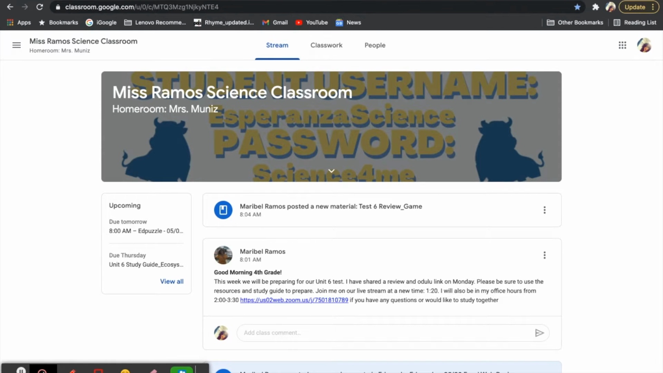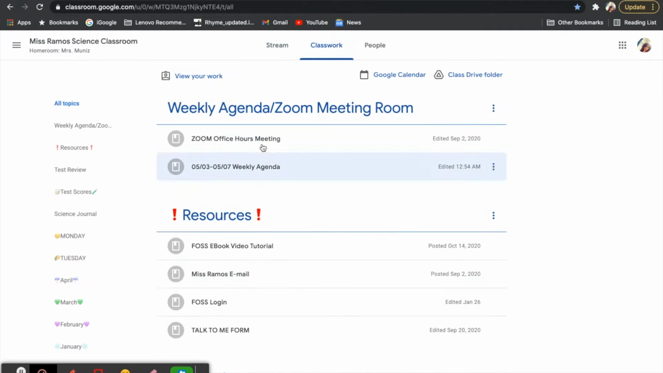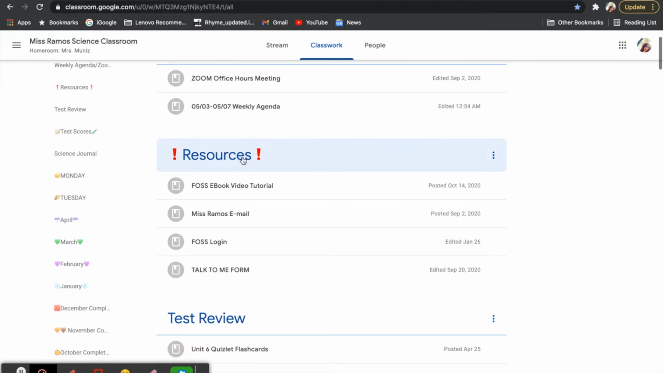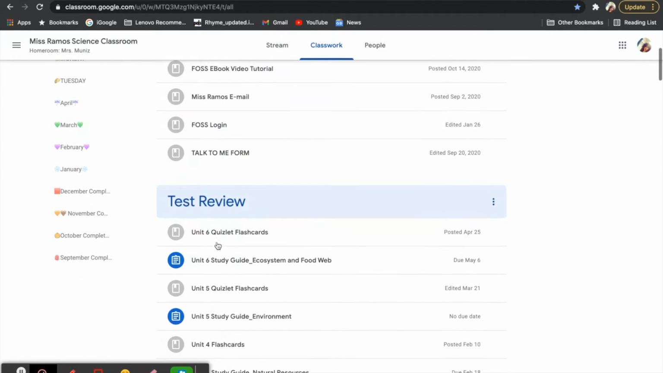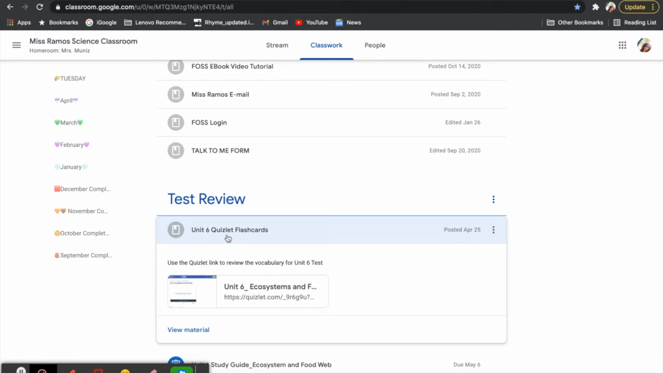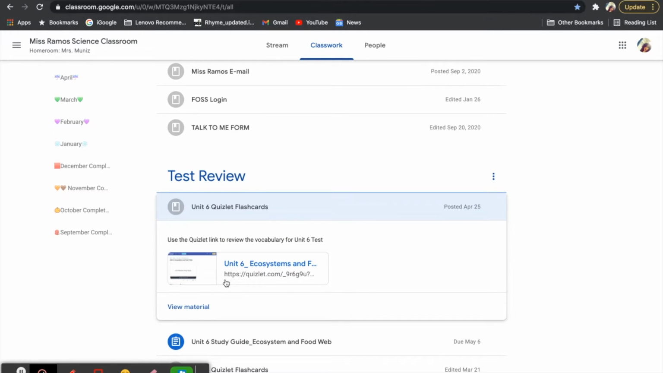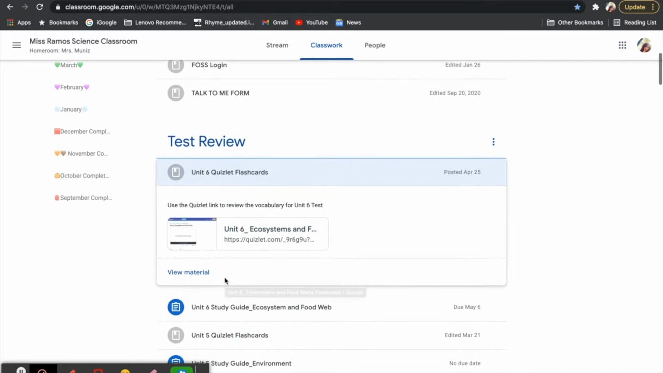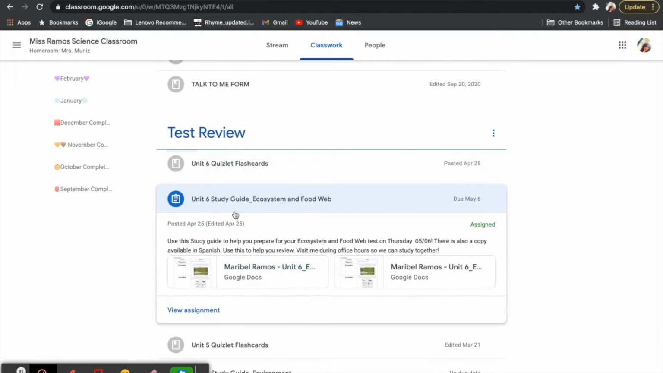Now, to find the study guide, you have to click on classwork. Once you're on classwork, you will come to this page. You're going to scroll down to test review. Under test review, you have Unit 6 Quizlet flashcards, which is a great tool to help you study your vocabulary words. And then under that, you have your Unit 6 study guide, Ecosystems and Food Web. You can use this study guide to help you study for the test.